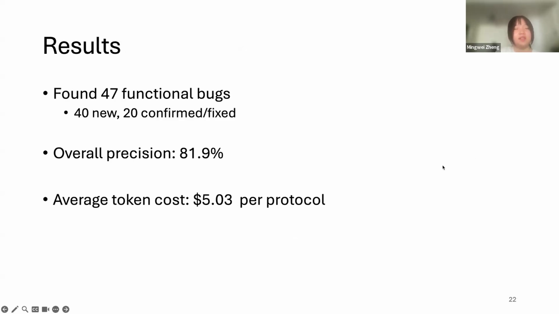In these 6 protocols, we already found 47 functional bugs, with 40 new bugs, and 20 have already been confirmed or fixed by the developers. We also achieved a very good precision of 81.9%, with an average token cost of only around $5 per protocol. And these $5 include 2 phases: the first is the hierarchical semantic indexing, and the second is detection.